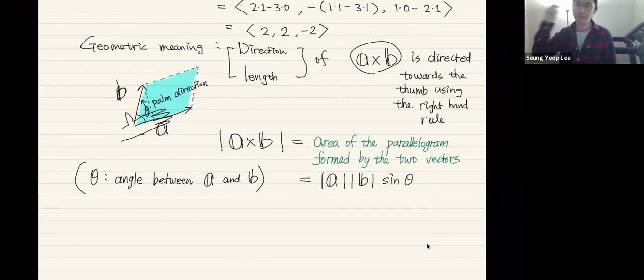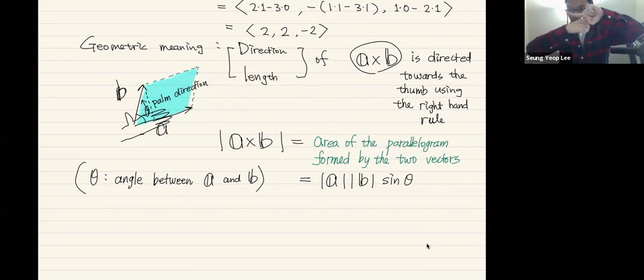So remember that the dot product was written in terms of the cosine theta, right? The dot product gives you a number given by the magnitude of A times the magnitude of B times cosine theta. For the cross product, it's given by the sine theta. And of course, when theta is 0, the angle between A and B is 0, and that means A and B are parallel. Or if the angle is pi, A and B are in the opposite direction. In that case, the vectors are also parallel.